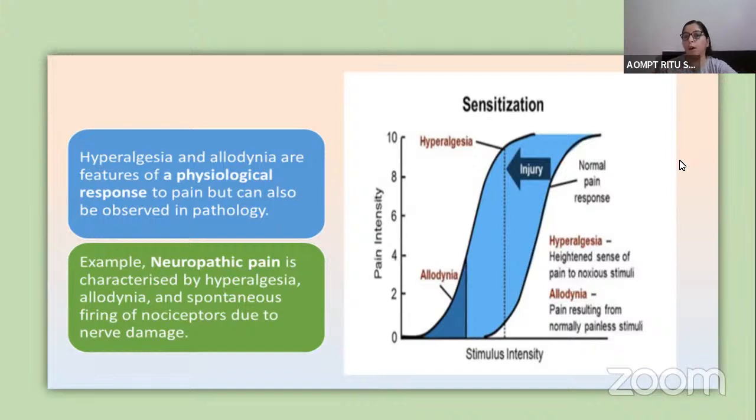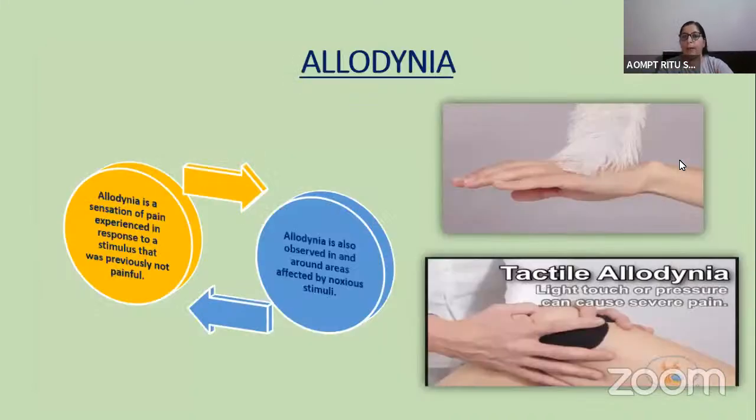In this also, depending on how much the injury is, the patient feels more hyperalgesia, and pain resulting from normally painless stimuli, that is allodynia. If cotton can give me pain, it means that is a symptom of allodynia. So by this you can see that allodynia is a sensation of pain experienced in response to a stimulus that was previously not painful.